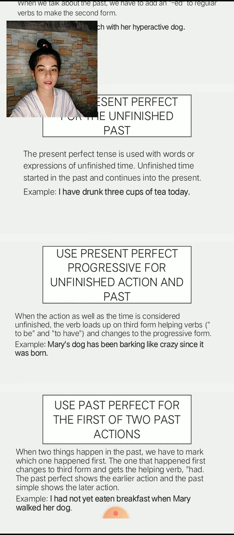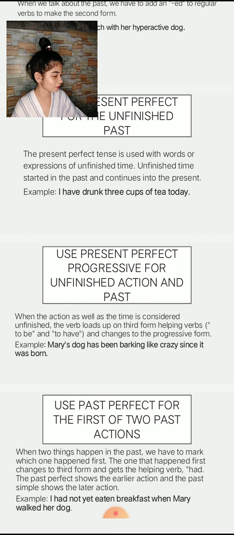So the last is use past perfect for the first of two past actions. So when two things happen in the past, we have to mark which one happened first. The one that happened first changes the form and gets the helping verb had. So the helping verb is the word had. The past perfect shows the earlier action and the past simple shows the later action. So example is I had not yet eaten breakfast when Mary walked her dog.